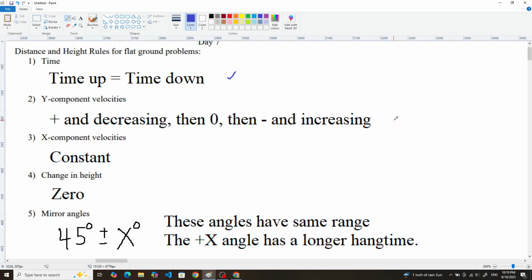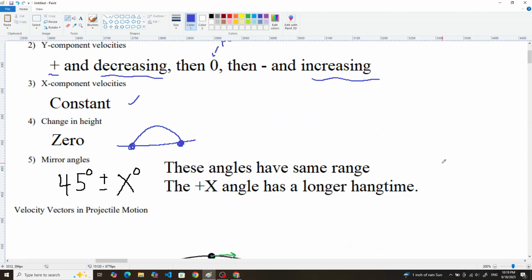Your y component velocities are decreasing at first, but they are positive because the ball is going up. Then you reach the peak. At the peak, the velocity is 0 for y direction only. Then the velocities for y direction become negative, and they are increasing in magnitude. X direction velocities are constant. Your change in height is 0 because if you punt the ball, you started on the ground and you end on the ground. And the last one is what we call mirror angles.